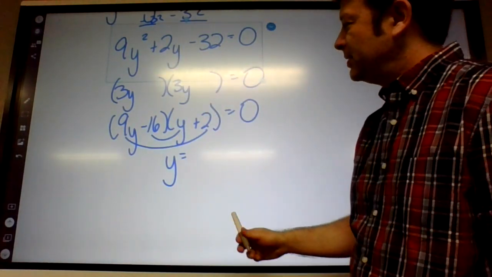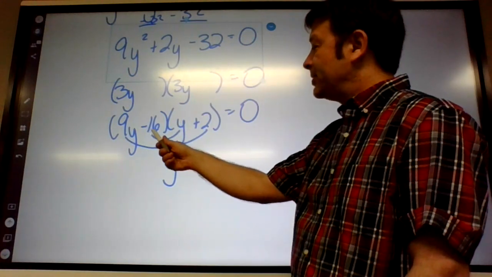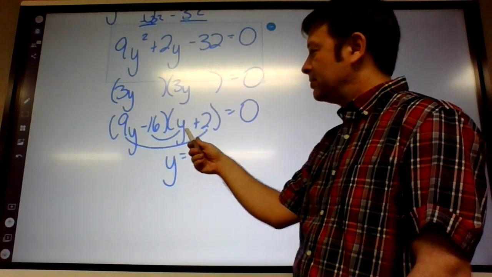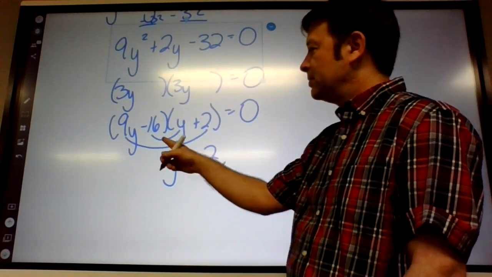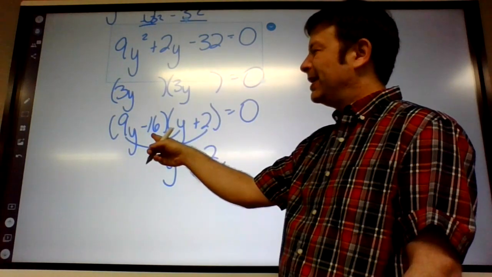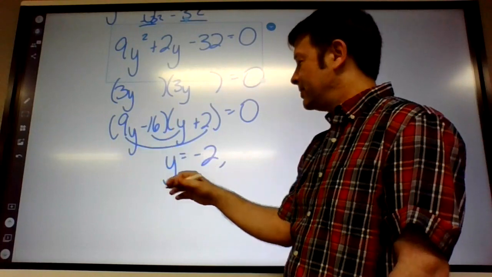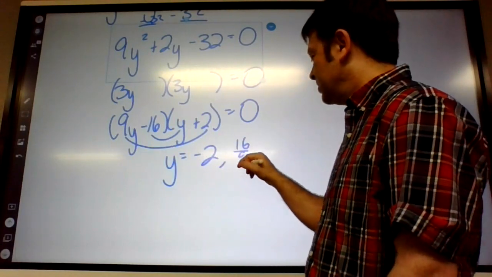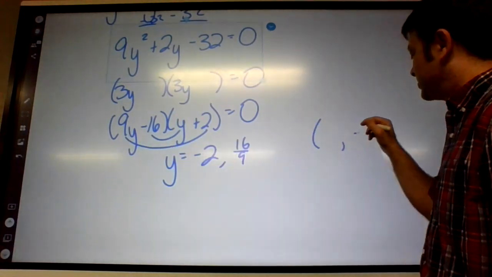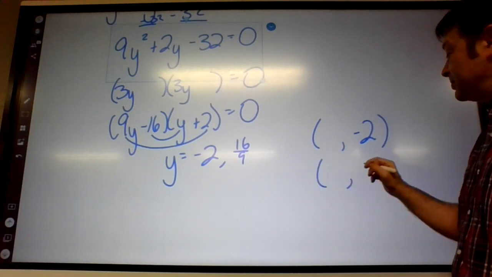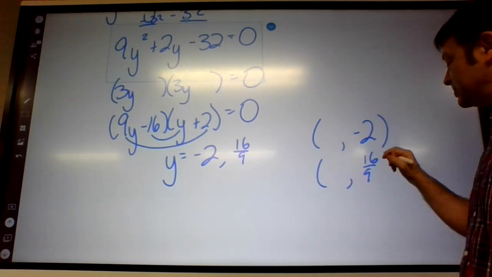Okay. What y values would make these factors equal 0? Negative 2. Negative 2. 9 over 16? No. Negative 16 over 9. No, yeah, positive 16 over 9. Positive 16 over 9, yeah. Okay, which means we got one answer with the negative 2 and one answer with the 16/9 on the y value.